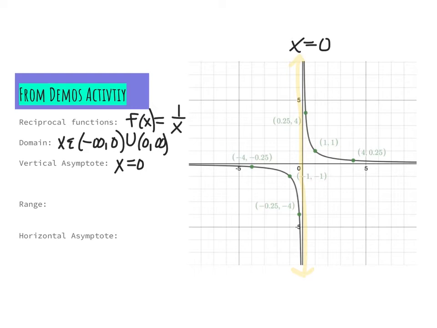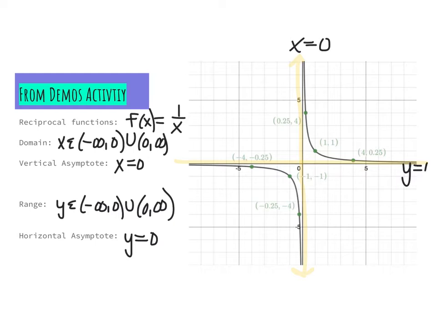Our range is from negative infinity to 0, in union with 0 to infinity. Again, we can never make this function equal to 0 because we have a horizontal asymptote when y equals 0. I think it's important that we label each of these as the asymptotes, and I like to highlight them so that my brain visually can see where those points of discontinuity are.